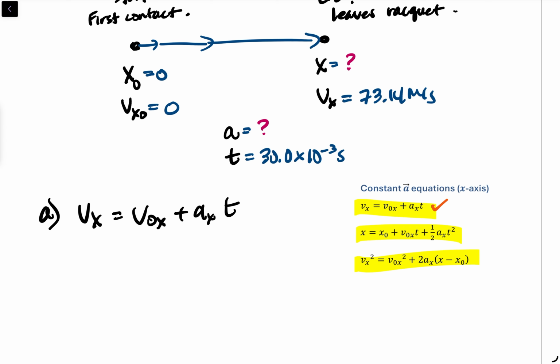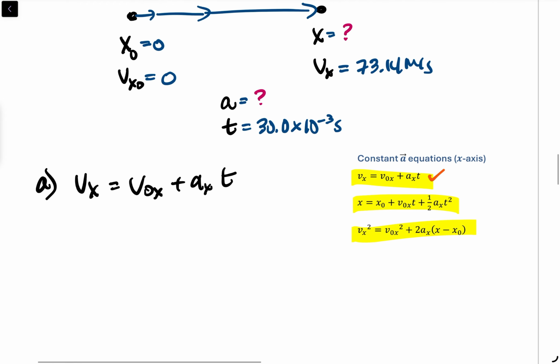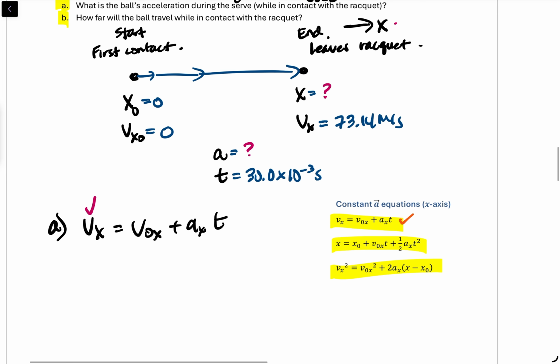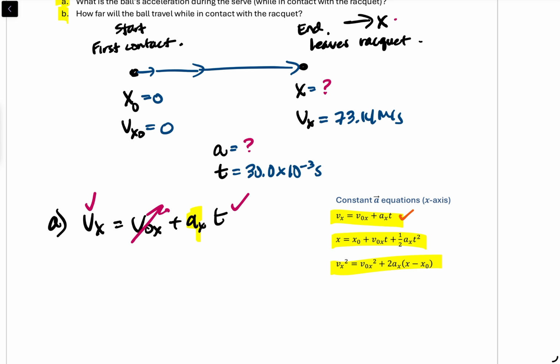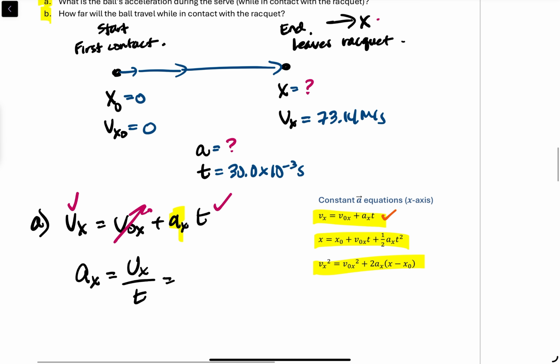So I'm going to run through here. Just real quick again, this I know, this is 0. This is the thing I'm looking for, and this I know, right? So this is a great option for us. I always like to rearrange before I plug things in. So this is just going to be Vx over T. And at that point, then I can go ahead and plug my information in.